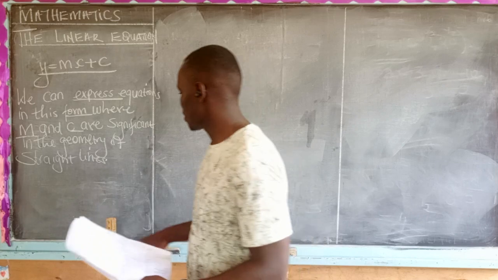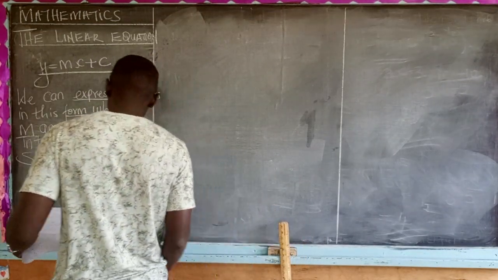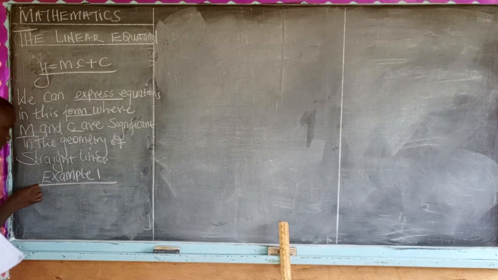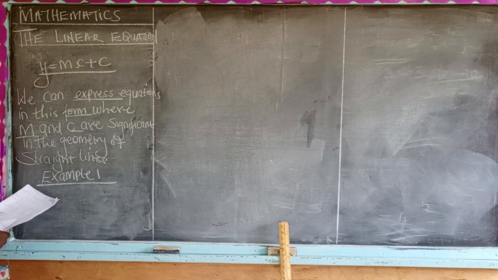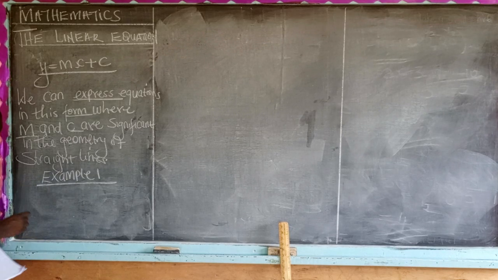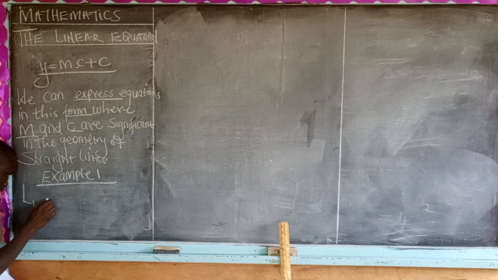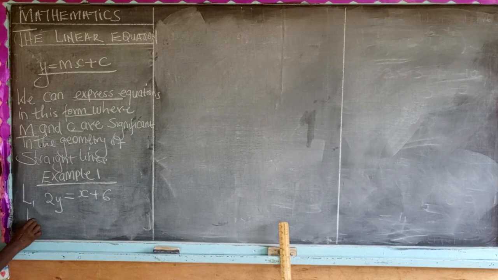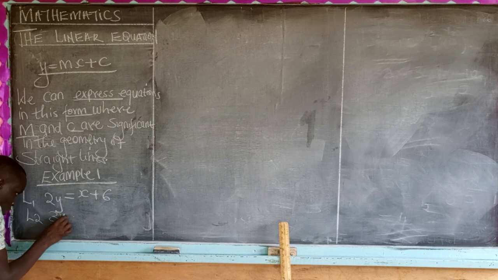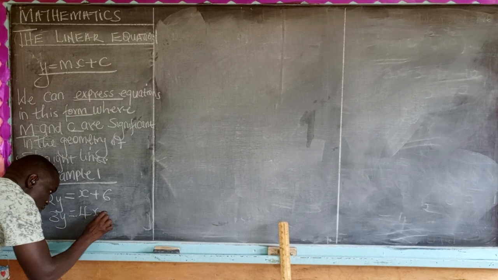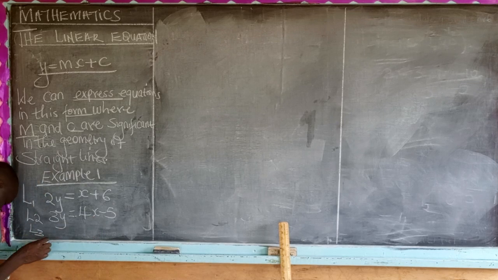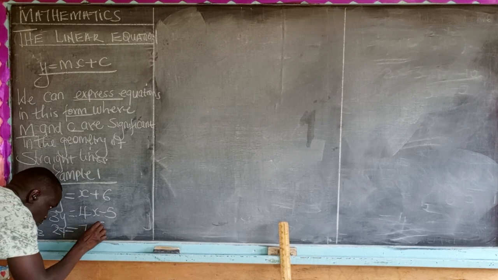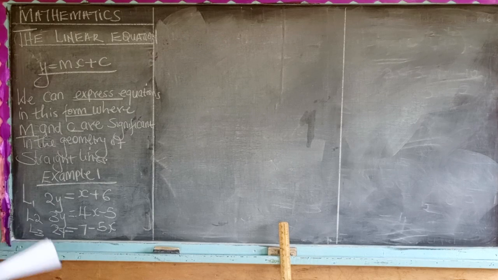For example, let us have an example here. Example 1: we have a line 1 which has its equation as 2y equals x plus 6. Then we have a line 2 which has equation 3y equals 4x minus 5. Then we have a line 3 which has equation 2y equals 7 minus 5x.